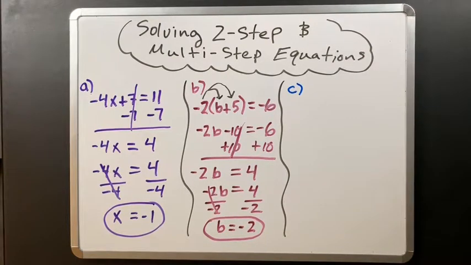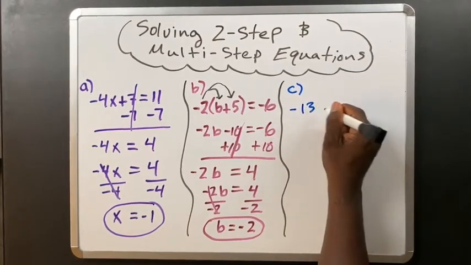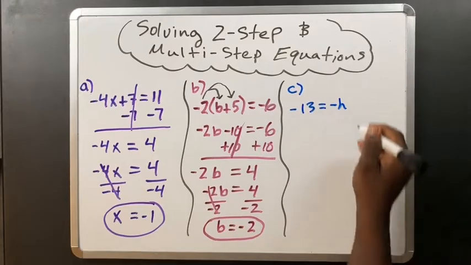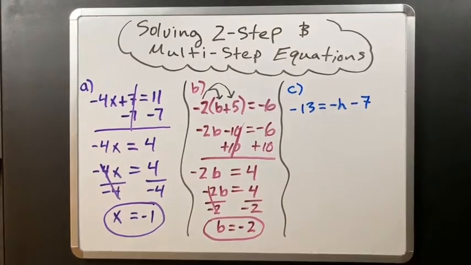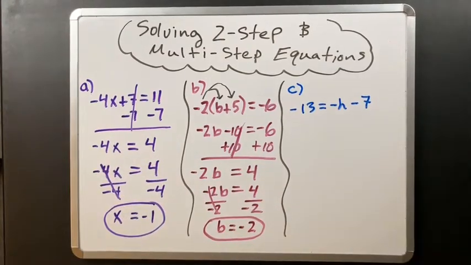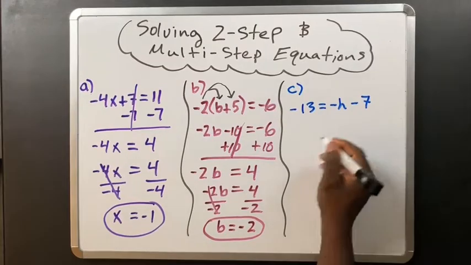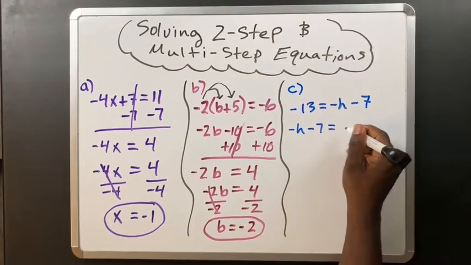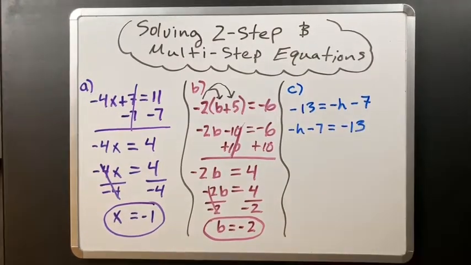I'm going to go ahead and get started with the third problem. And I'm going to show you one where sometimes it looks a little different, but we still solve it practically the same way. Here we have -13 equals -h minus 7. Now, usually you're used to seeing the variable on the left side of the equation. In this case, it's on the right side. So I'm just going to rewrite the problem. -h minus 7 equals -13. All right, that's what we're used to seeing.